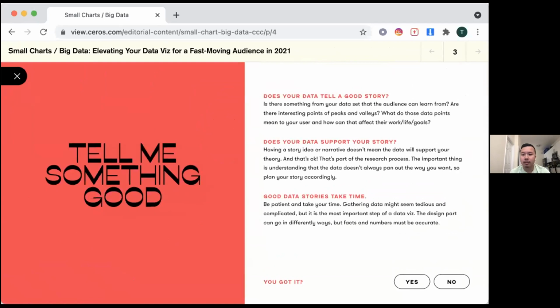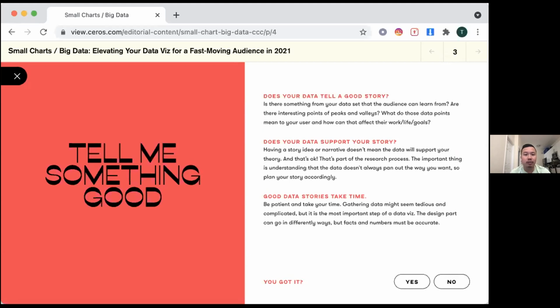Number 1, tell me something good. You can't build a house without a good, solid foundation, and you can't build a good data viz without good data. Does your data tell a story? Is there something from your data set that the audience can learn from? Are there interesting points of peaks and valleys? What does the data mean to your audience, and how can that affect their work, life, career, family, or personal goals? What is the story you're trying to tell?